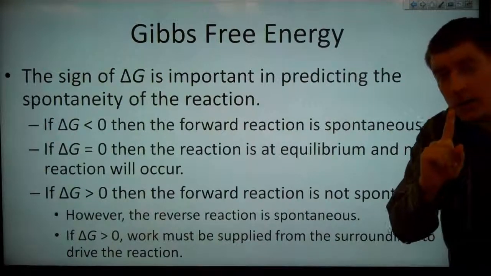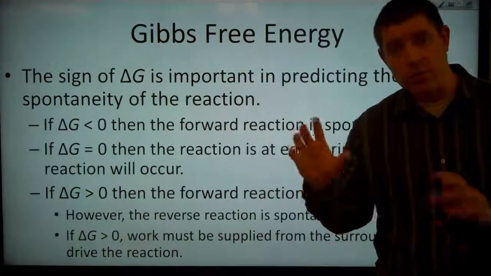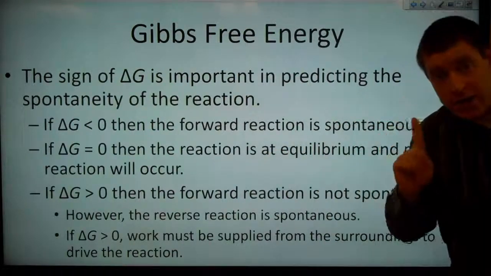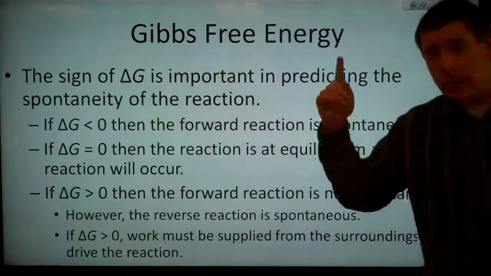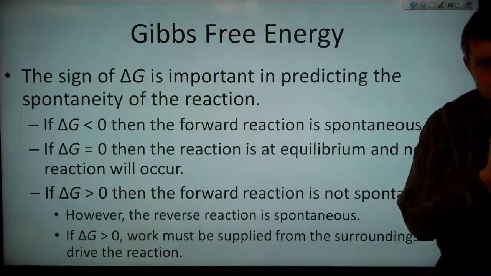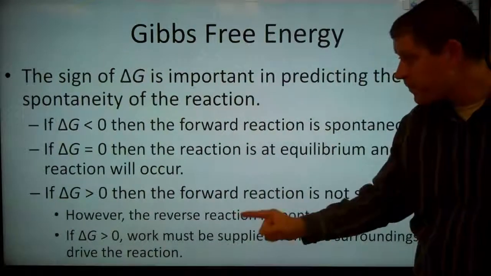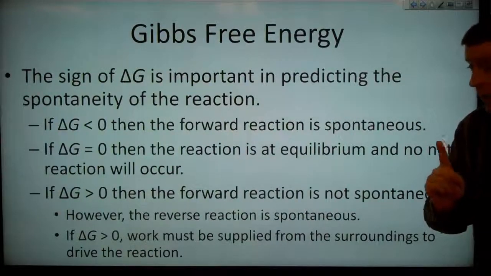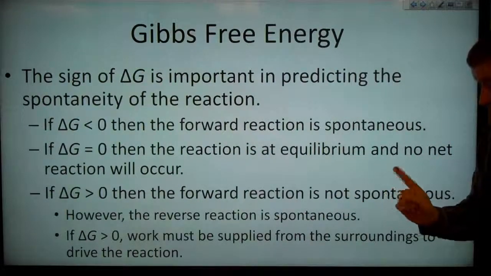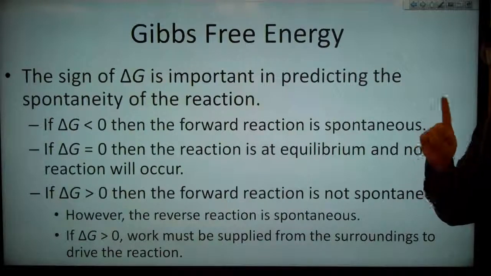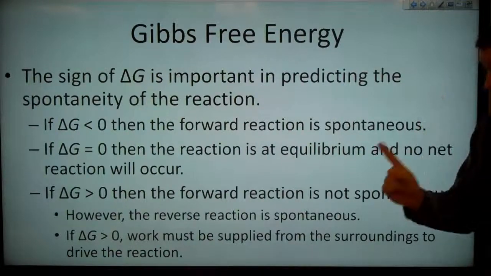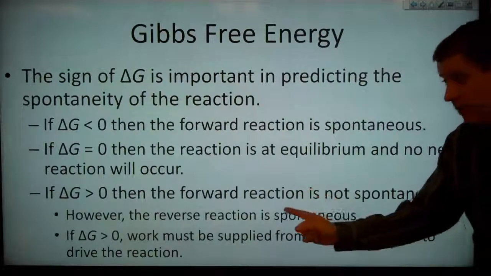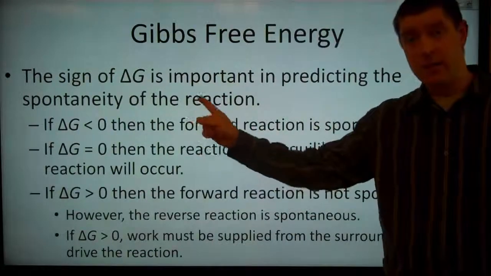Now that doesn't necessarily mean that the molecules or atoms involved aren't moving back and forth, but it means that there's no net reaction occurring. So every time A goes to B, B goes to A, on average. On the other hand, if delta G is positive, this means that the forward reaction is not spontaneous. It is in fact non-spontaneous, and that means that the reverse reaction is spontaneous, because the reverse reaction will have a delta G that is less than 0.